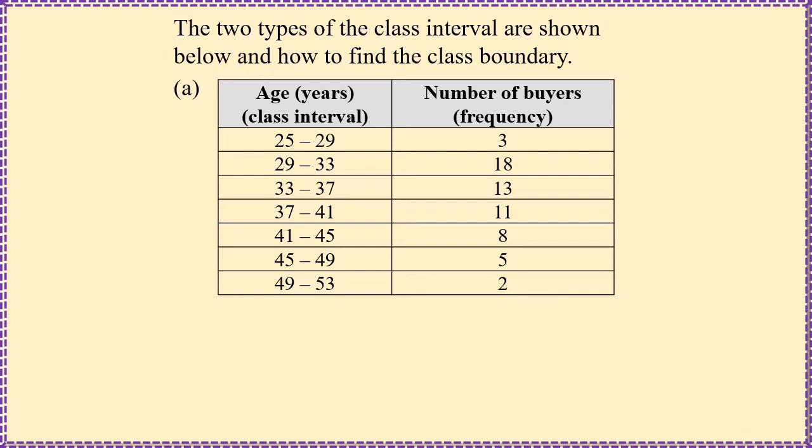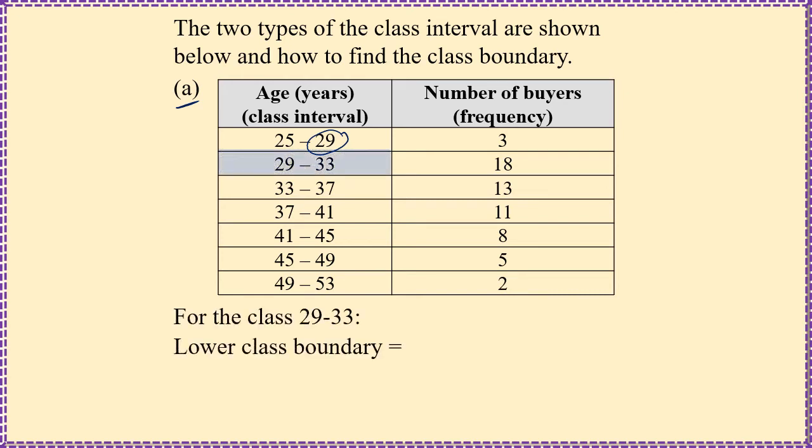For the first example A, we have age in years, and then this is the class interval. Notice that the upper class limit here is 29, but the next lower class limit is also 29. So if we continue, we add up these two values and divide by 2, we still get 29.